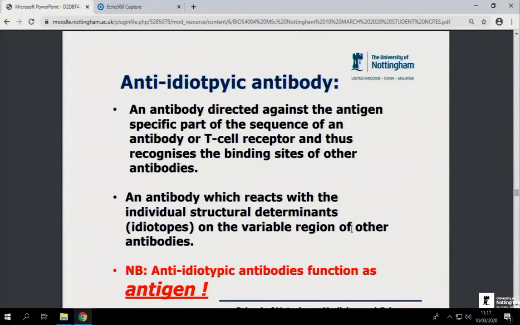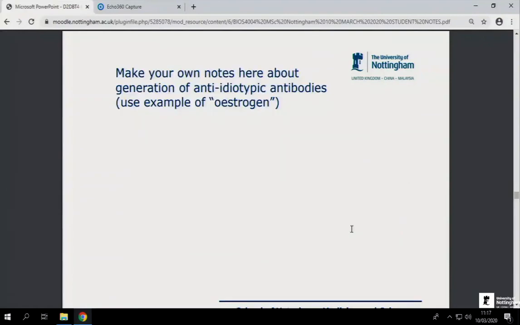And you don't need to know what that surface structure of that antigen was on the tumour cell. You don't even need to know that. Your immune system has worked out what that is. And you're now growing in culture an anti-idiotypic antibody which is functioning as antigen. So it's a tumour vaccine. So you can make some notes about it there if you wanted to.